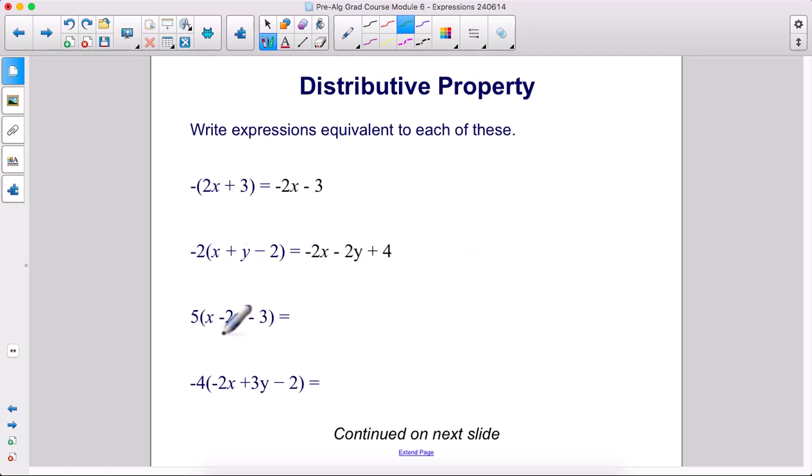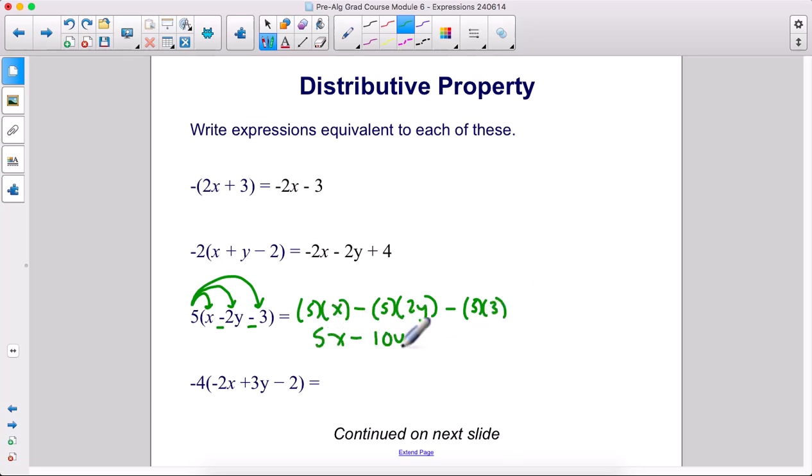5 times x minus 2y minus 3. All right, so first we distribute the first term. 5 times x minus 5 times 2y. Now remember, you could have put plus and then a minus sign in here. As long as that negative sign ends up either here or here, you're okay. Just one negative sign. So 5 times negative 2y, or I already put that negative sign here, and then minus 5 times 3. So that becomes 5x minus 10y minus 15.